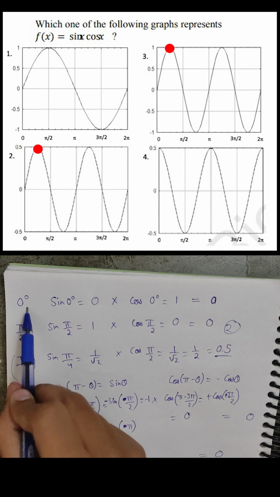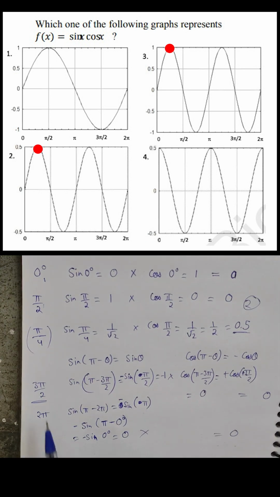So at 0 degree, at pi by 2, at 3 pi by 2 and 2 pi, the graph should remain at 0, and at pi by 4, it should remain at 0.5. So option 2 is the correct option.